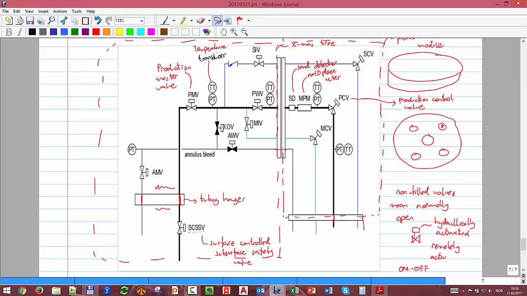Temperature transducer, the same, to monitor the temperature, and also for flow assurance. Sand detector, if suddenly I start getting more sand than expected, I have erosion, and I have to be very careful because erosion can eat up my material very quickly. Multi-phase meter, I want to know exactly how much our well is producing.